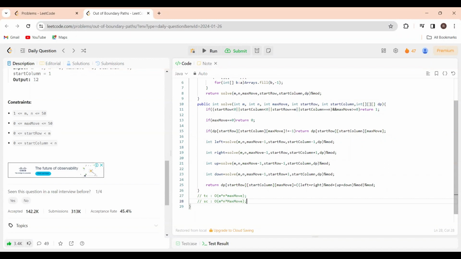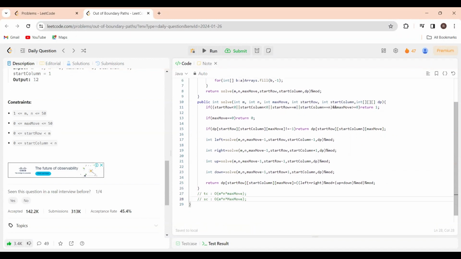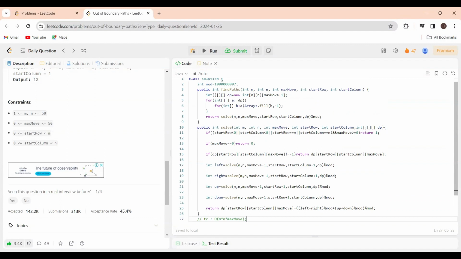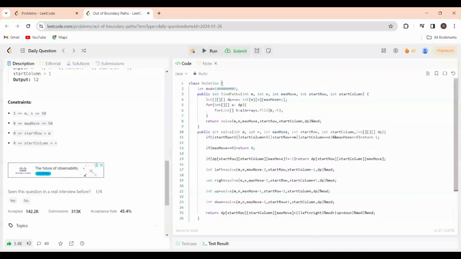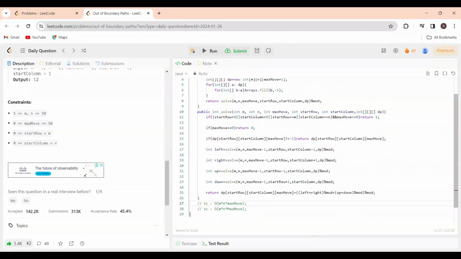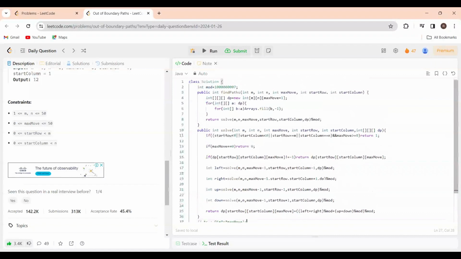Earlier our time complexity was 4 to the power 50, right? Now we have reduced our time complexity, at worst case, to n cube. If m equals n equals maximum, then it will be n cube. So this is the power of DP here. We can turn any big time complexity into a small time complexity by using DP, dynamic programming.